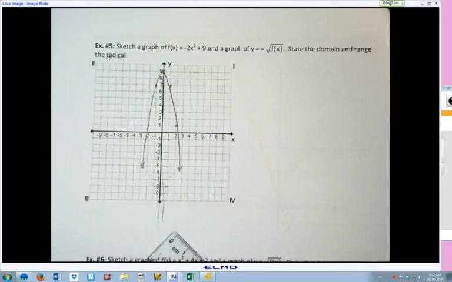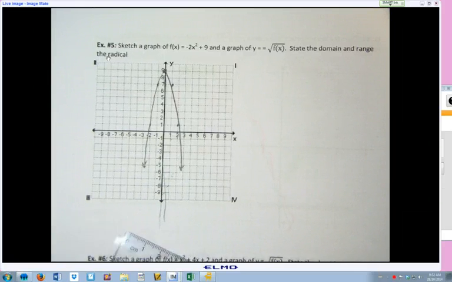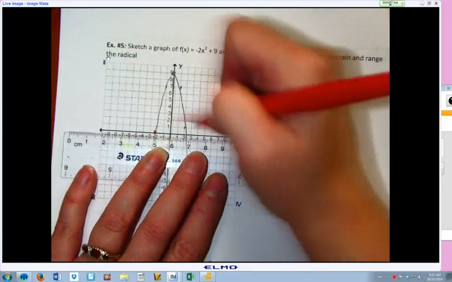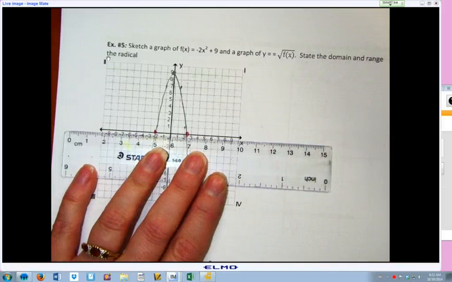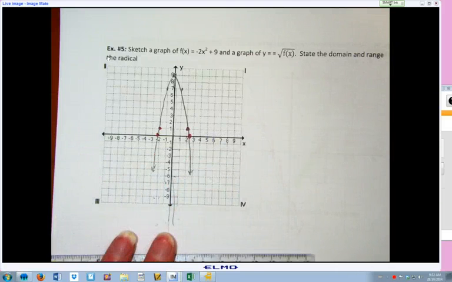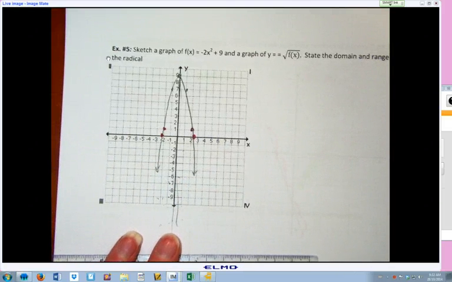Step number 1 for doing the radical. Invariant points. Where am I putting my ruler? What am I doing? What's going on now? Okay, so wherever the x-intercepts are. Why these points? Why are these so special? Okay, step number 2.